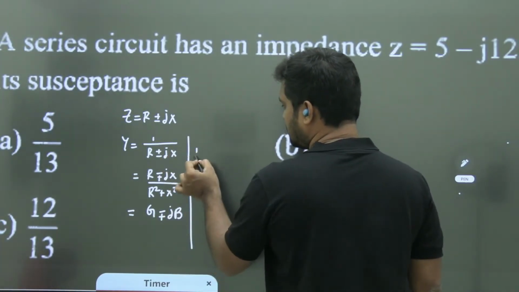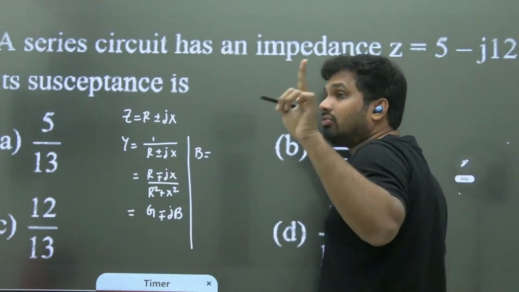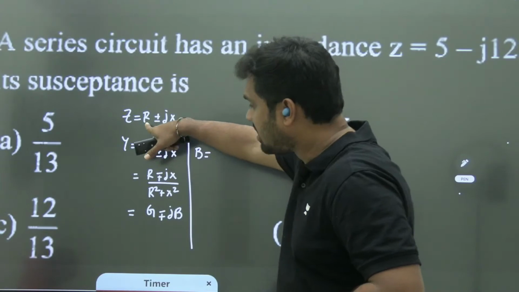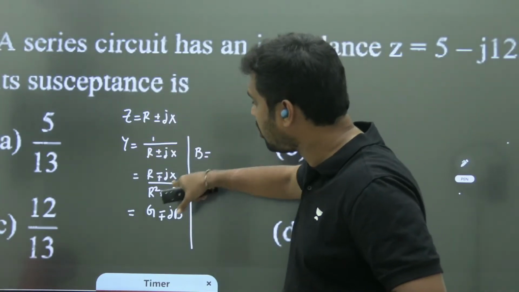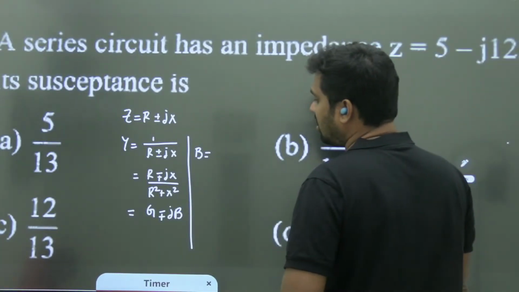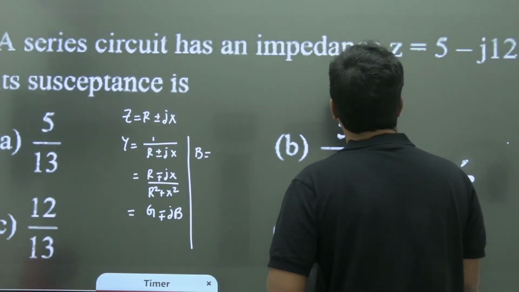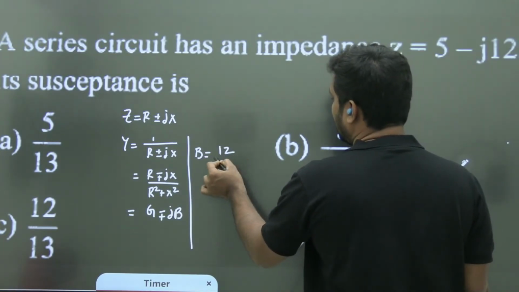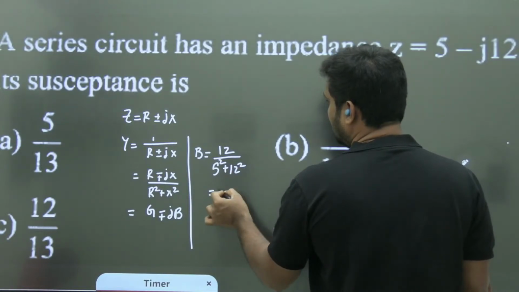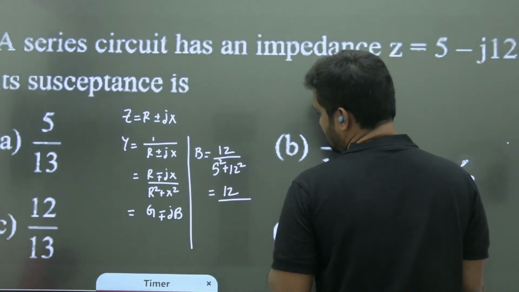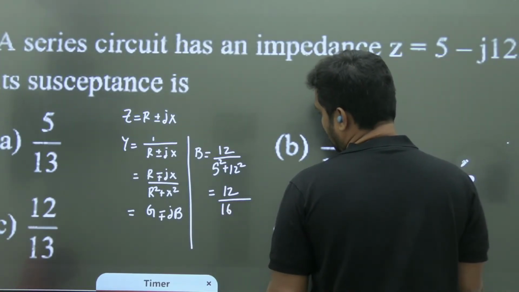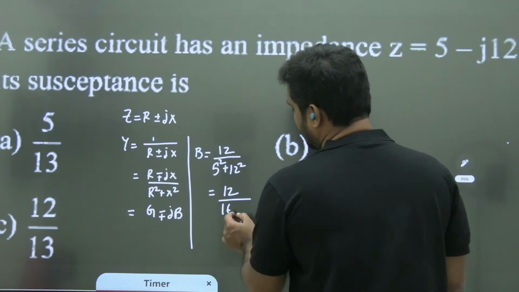So what is your susceptance B of the overall network, not the element. Element का reactance चाहिए तो 1 by X. Element का conductance चाहिए तो 1 by R. This is for the overall network. For the overall network, the susceptance is X upon R square plus X square. That is 12 upon 5 square plus 12 square, that is 12 by 25 plus 144, 169.